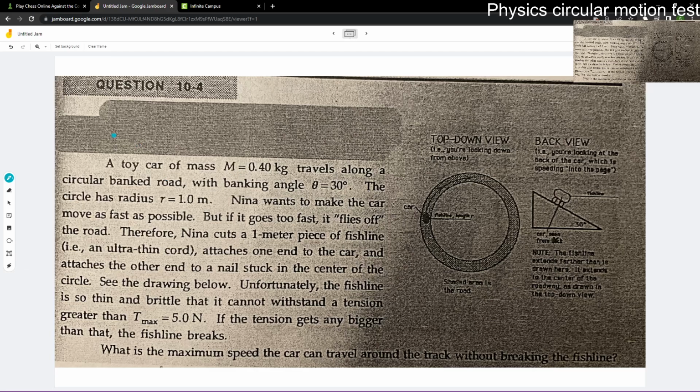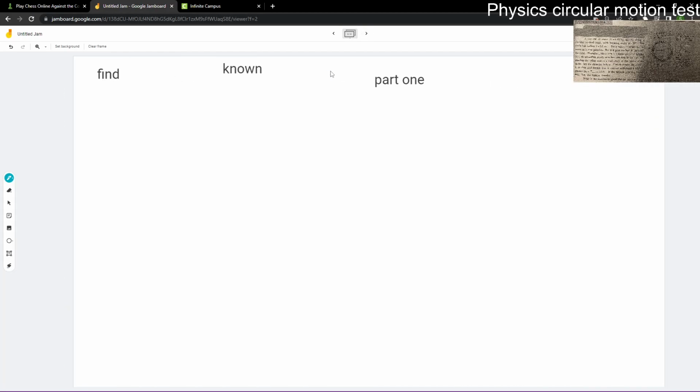So, yeah, this is my physics circular motion test, as it says up here. I'm just going to be solving question 10.4. First, look for the variables. We have this, and this. So what are we trying to find? The maximum speed of the car without breaking the fish line. So we're trying to find velocity: v equals question mark.